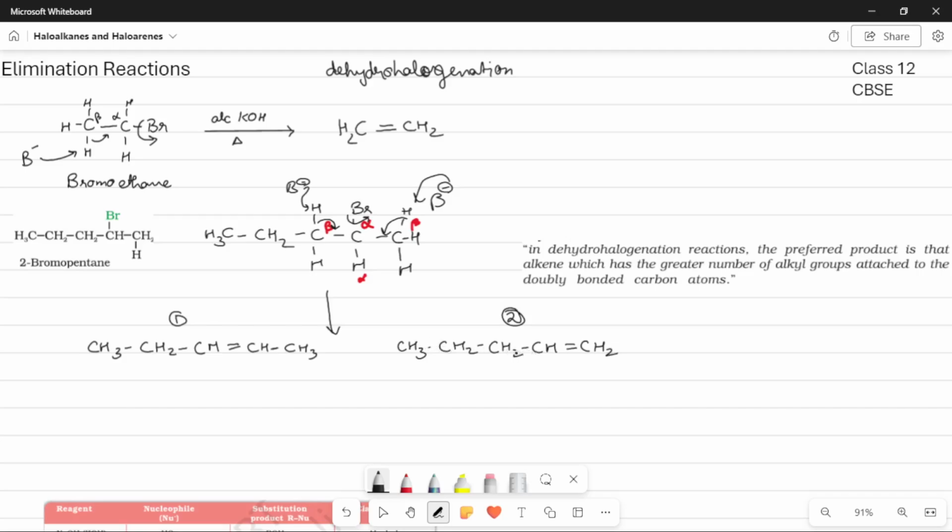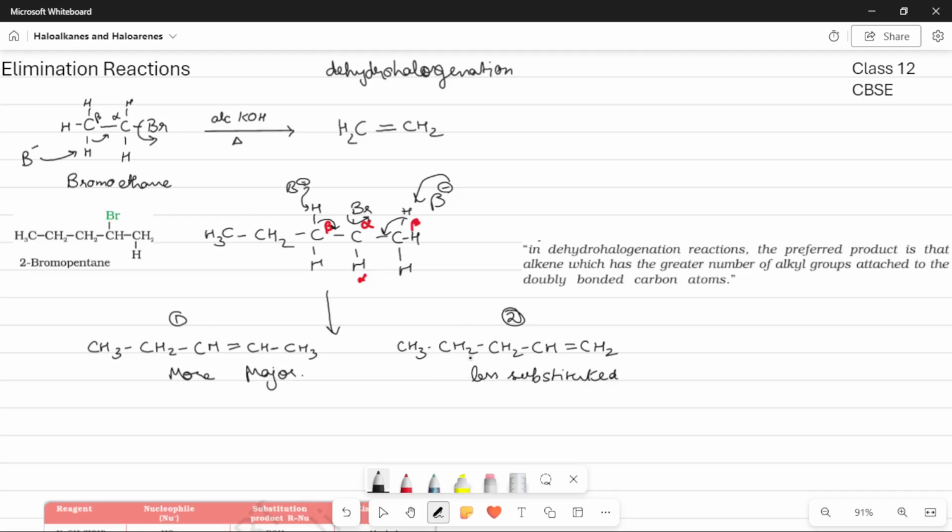So essentially, this is a less substituted alkene, and this is the more substituted alkene. And according to Saytzeff's rule, in dehydrohalogenation, we prefer the more substituted alkene. So this will be our major product. Okay, this is going to be the major product.